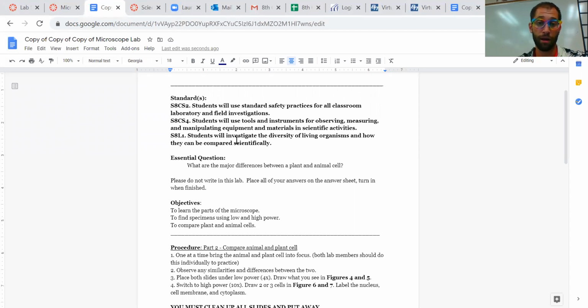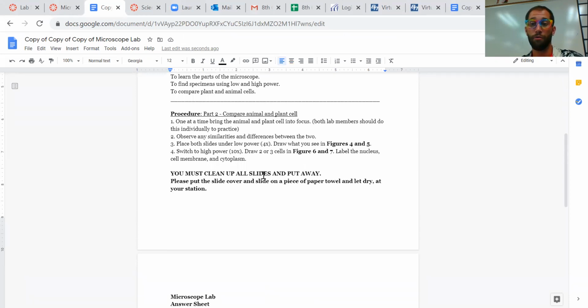explain a little bit about the diversity of living organisms and how they can be compared. We're going to actually draw and compare some plant and animal cells. Our essential question for today is: what are the major differences between a plant and animal cell?